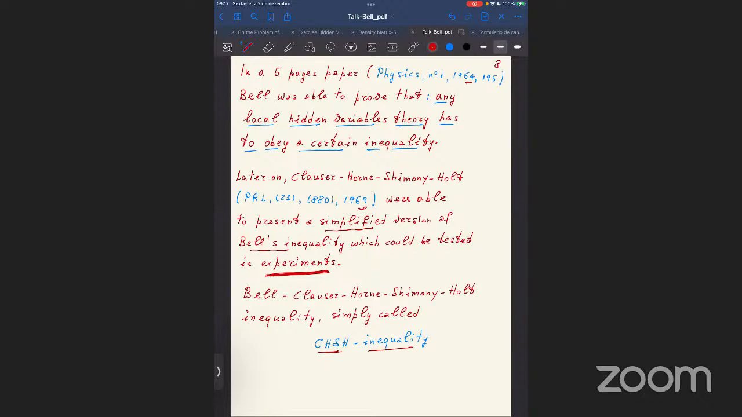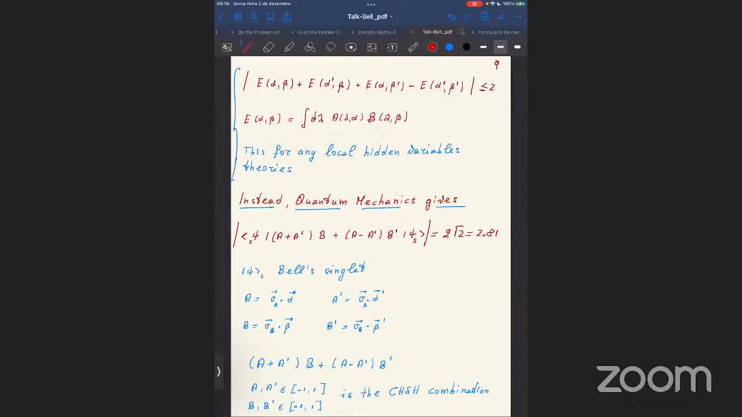So the inequality is this one. It tells us that for any local hidden variable theory, if you look at this particular combination, which is called the CHSH combination, it must always be less than 2. This is for any local hidden variable theory. Now you do the computation in quantum mechanics, which means we compute exactly the same combination with the operators of quantum mechanics, with the spin operators of Alice and Bob. We use here an entangled state, which is, for example, the Bell singlet state.